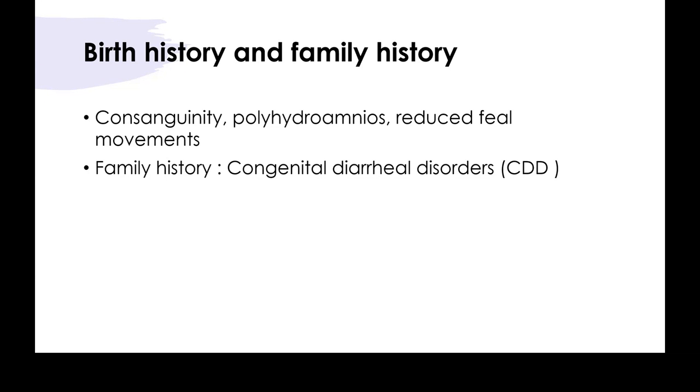In the family history, congenital diarrheal disorders are one of the important things you have to think of. So if there's a family history of another family member being affected, you have to think of the congenital diarrheal disorder, because again, it's a genetic familial condition.